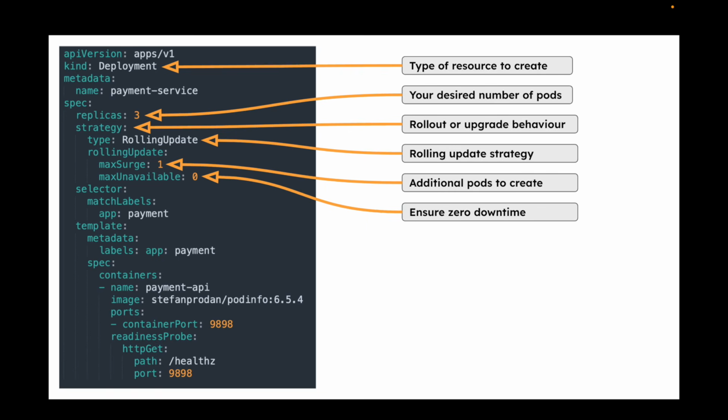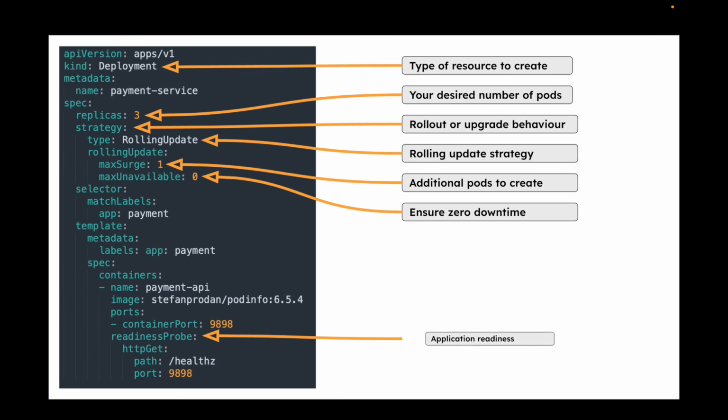Then we have maxUnavailable, and we have set it to 0. We use this to ensure there is zero downtime. Basically, we are telling that there should be 0 unavailable pods at any time. So basically, there should not be any unavailability. There should always be a pod running, and this is used to ensure there is zero downtime with your application.